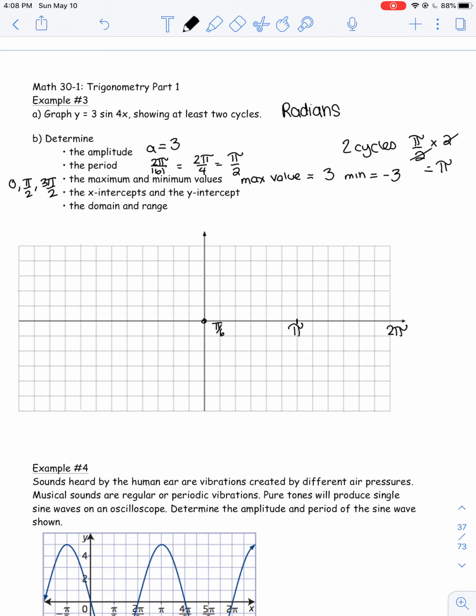Okay, so you'll notice that there's an x-intercept at 0, so that's one of the x-intercepts. Another x-intercept occurs at pi over 4. So pi over 4 is 45 degrees. So I'm just going to draw the rest of this. So this would be 45 degrees, guys.